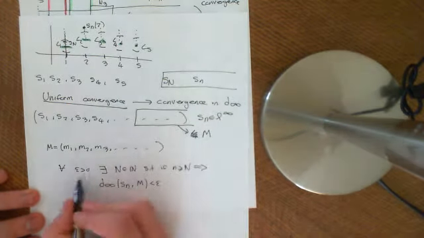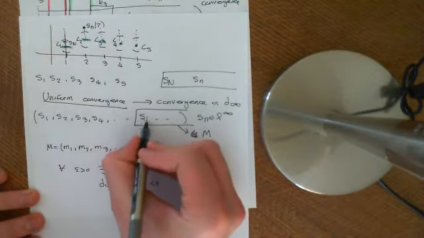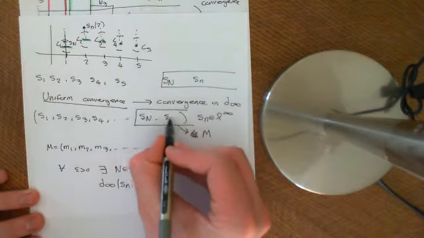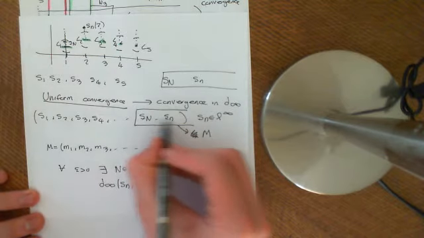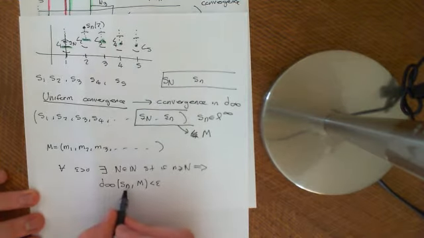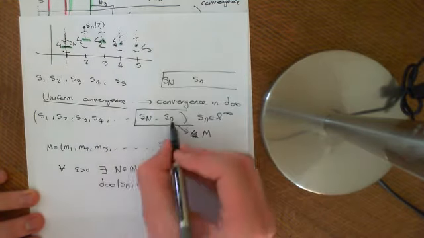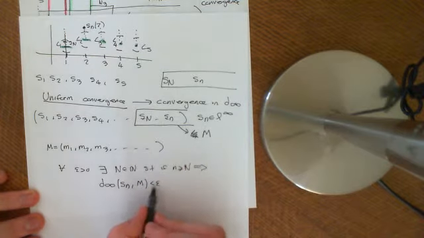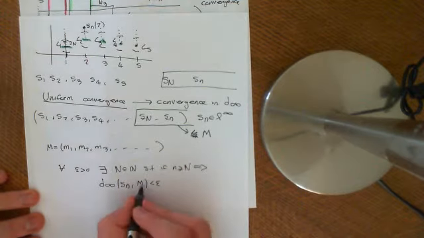So whatever epsilon you give me, I should be able to find you some big N, which will obviously depend on epsilon, such that if I take any little n, any term in this sequence beyond that big N, then the distance of that term of the sequence from our limit of the sequence should be less than epsilon. And remember what this means now.